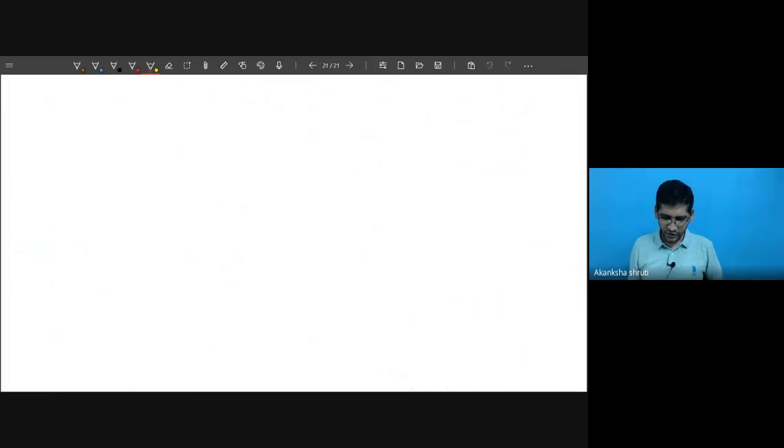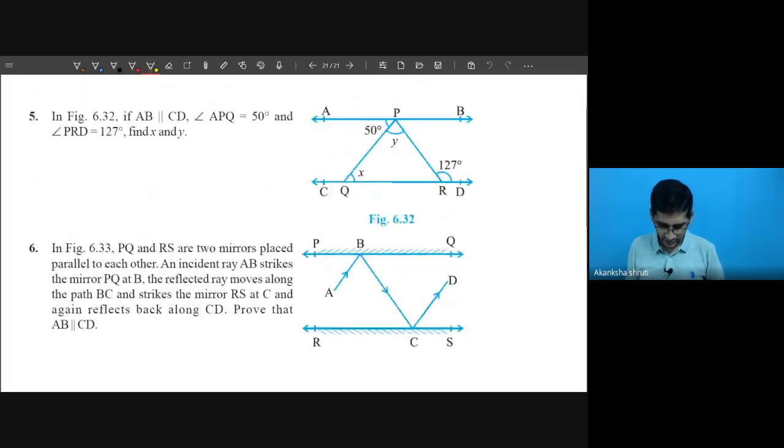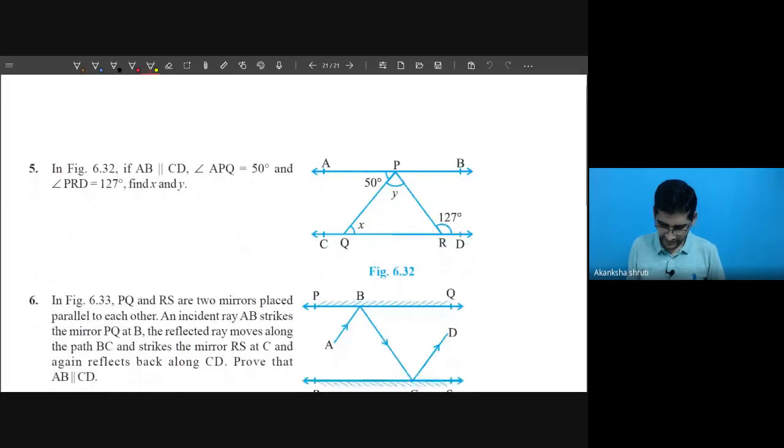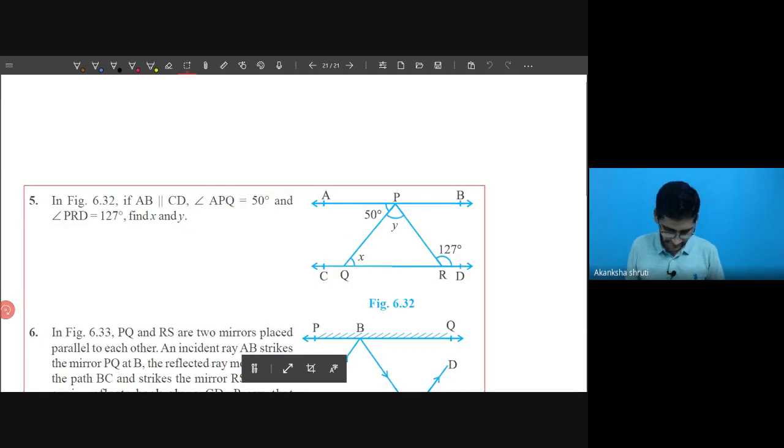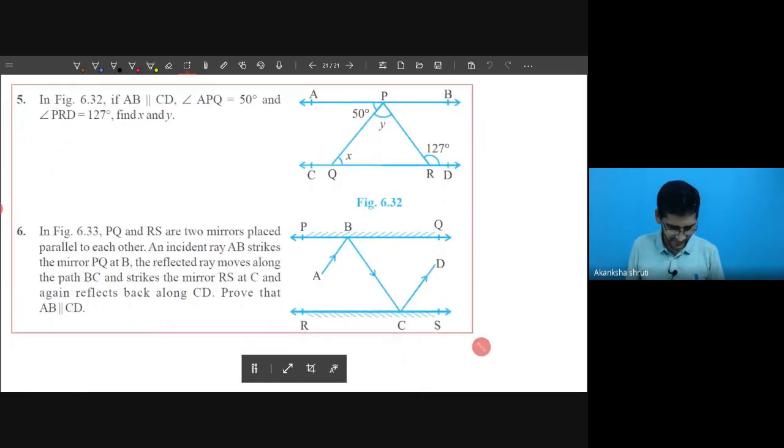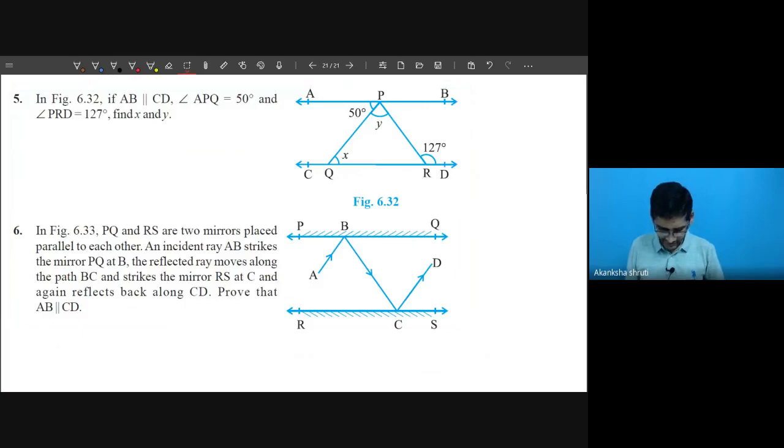Students, any more doubts? I think you asked one more doubt. So let me just explain this one, then I will stop. Yes, students, tell me whether I shall solve question number 5 or question number 6. Let me explain this quickly.